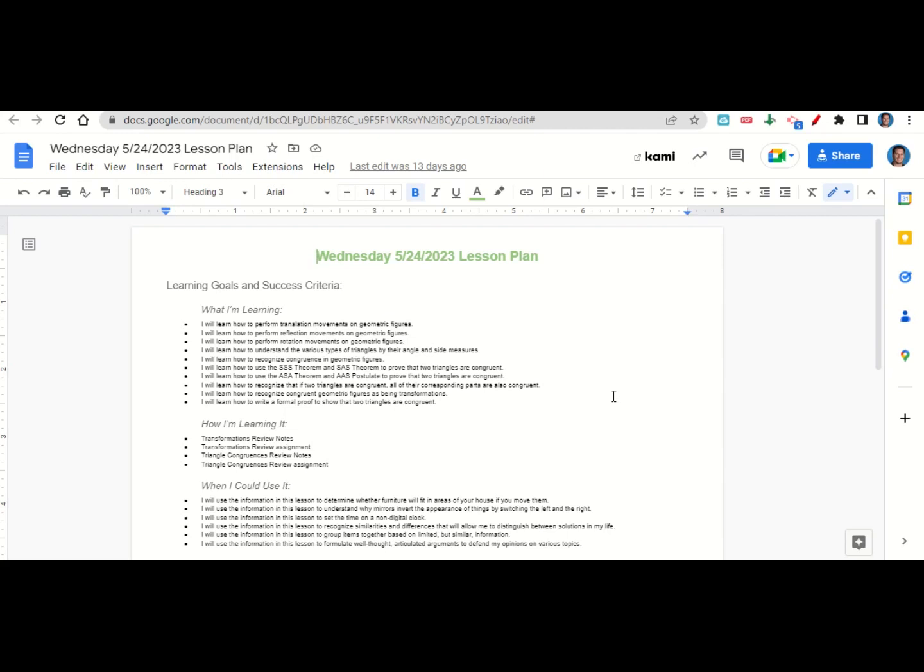How are we learning it? Through the transformations review notes and transformations review assignment, as well as the triangle congruences review notes and triangle congruences review assignment. When can we use this information?